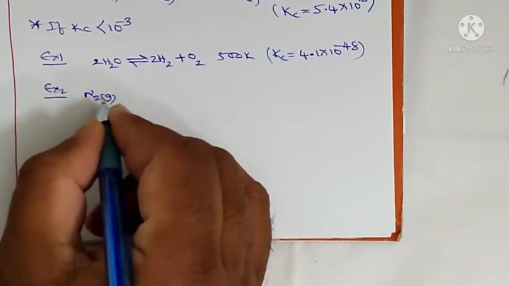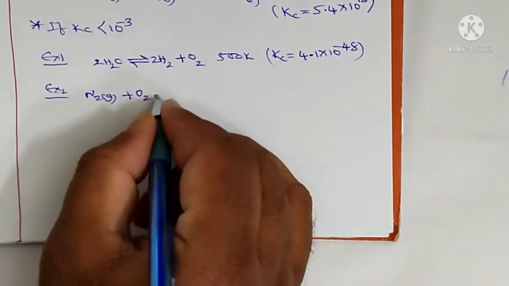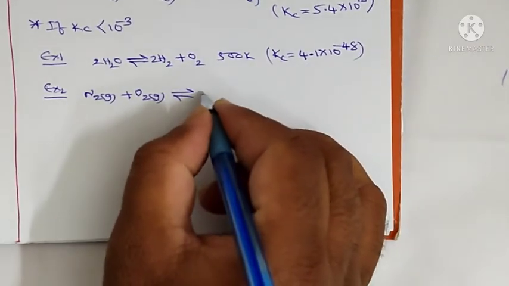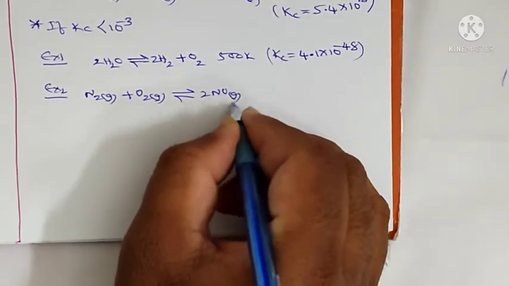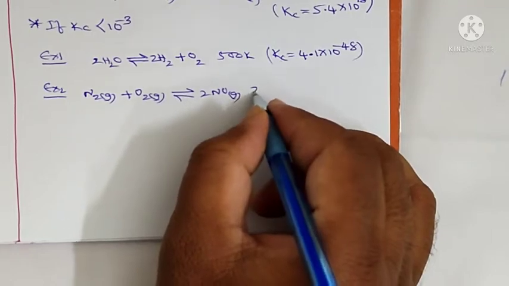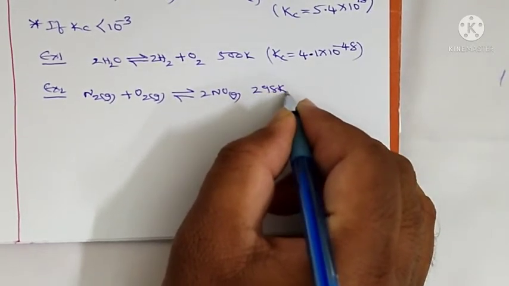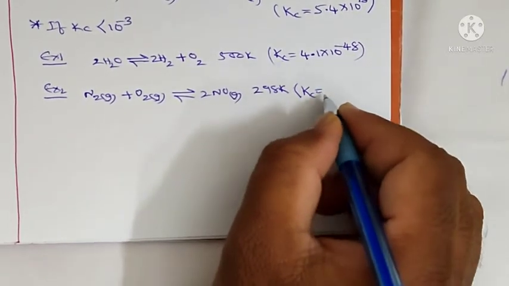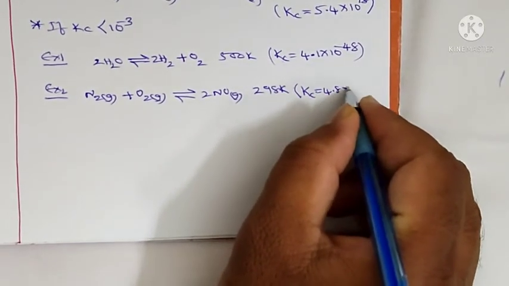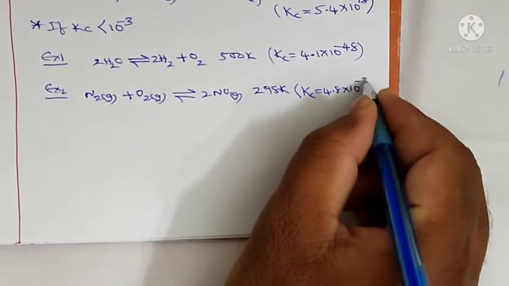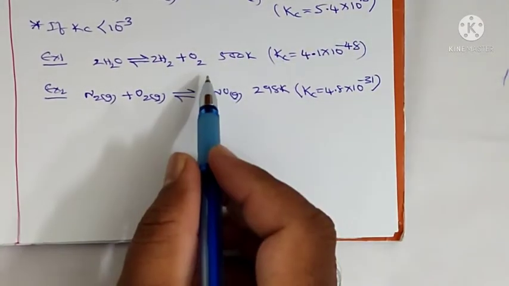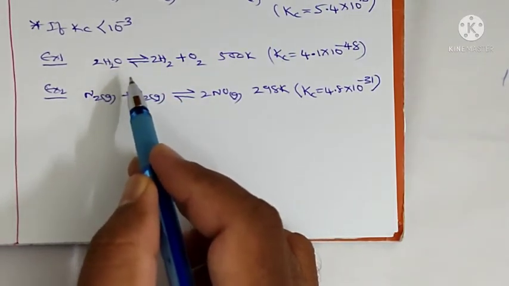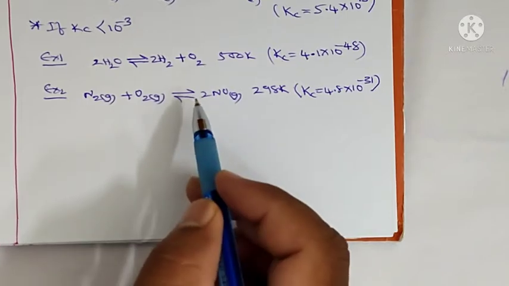And example number 2, N2 gas plus O2 gas equilibrium 2NO gas at 298 Kelvin. So here the equilibrium constant Kc is equal to 4.8 into 10 to the power of minus 31. So in these reactions, the reactants predominate over the products.